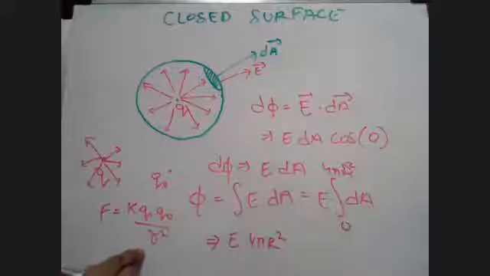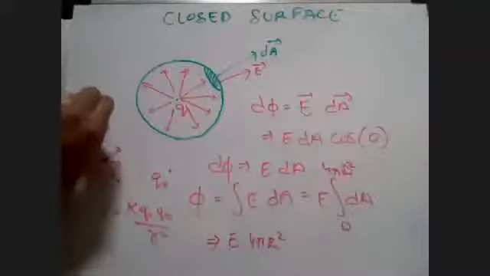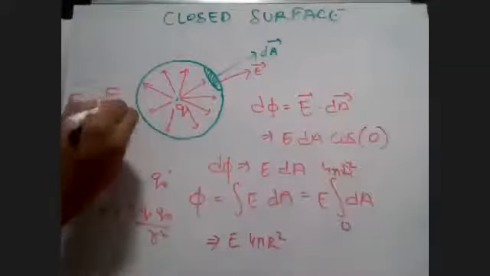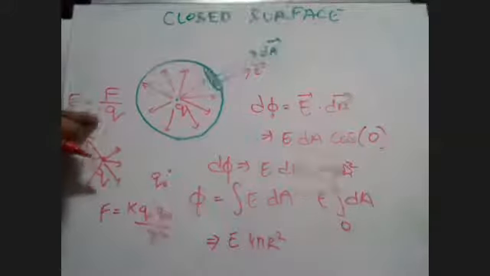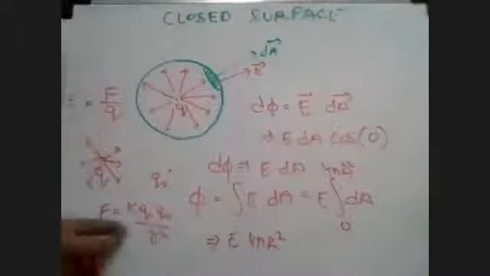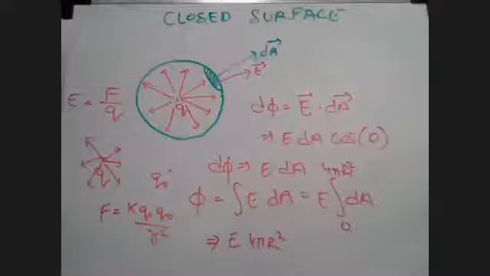And what is electric field intensity defined as? Electric field intensity is simply defined as E equal to F by the charge, E is equal to F by Q. So if you put F as KQ Q naught upon R square, you will get KQ by R square. Now you all understand what electric field intensity is. Those who forgot, okay.